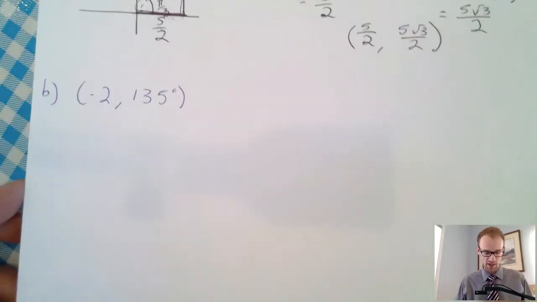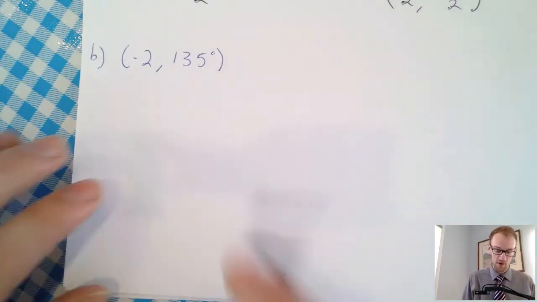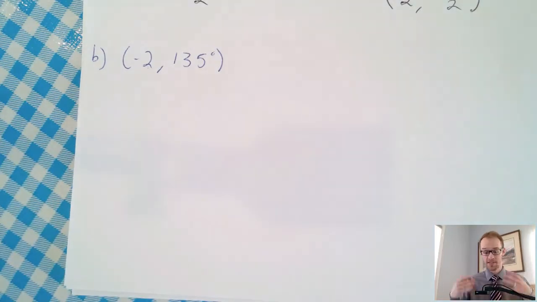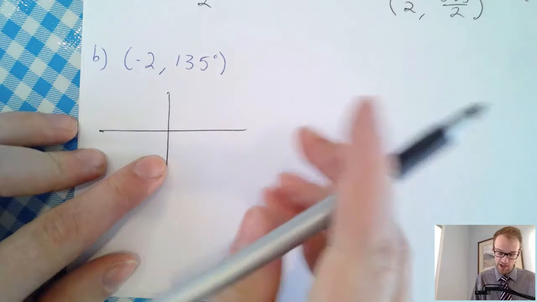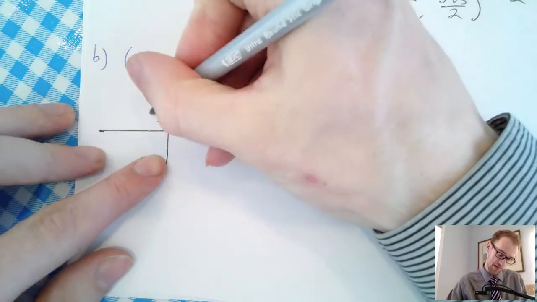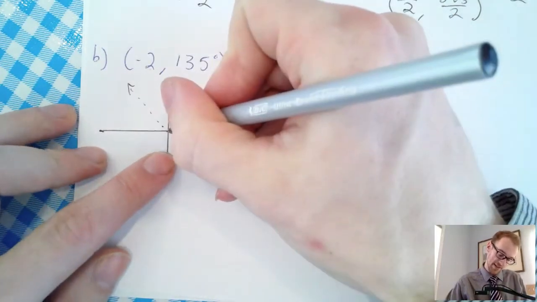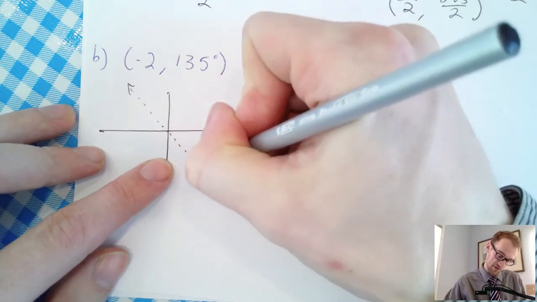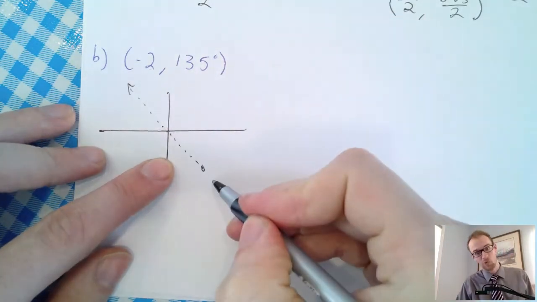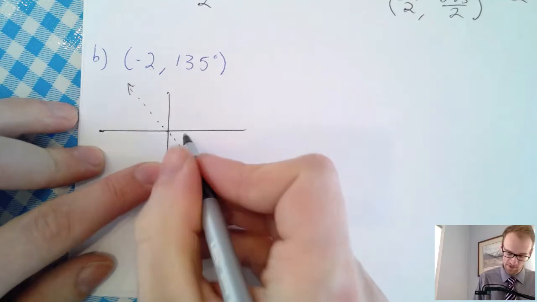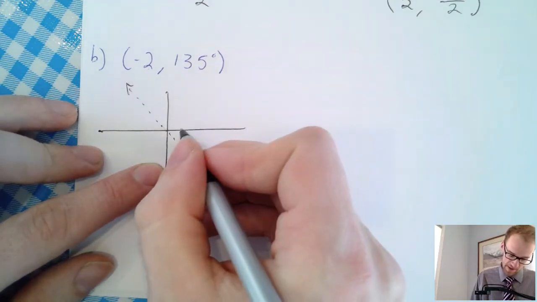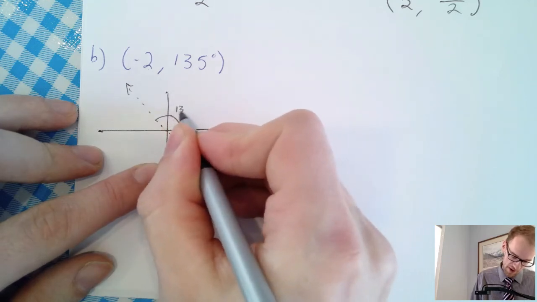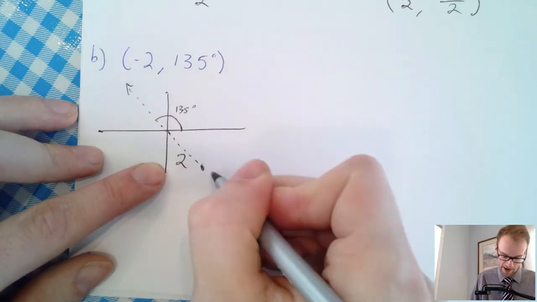Okay. Part B. Only thing different here is we've got a negative r value. That's okay. The formulas still work. I'm going to quickly graph where we are. 135, that is going this way, but our radius is negative 2. So we go backwards 2 when our radius is negative. So that's our point, and our angle is 135 to there, right? But we go 2 backwards, and there we're there.